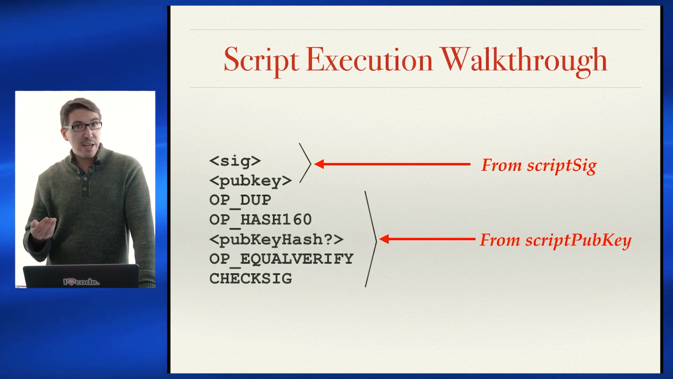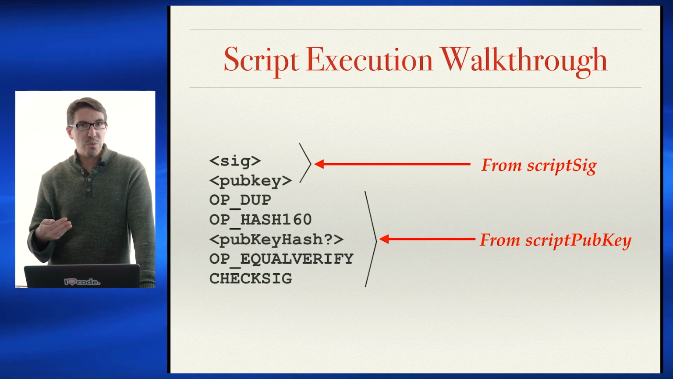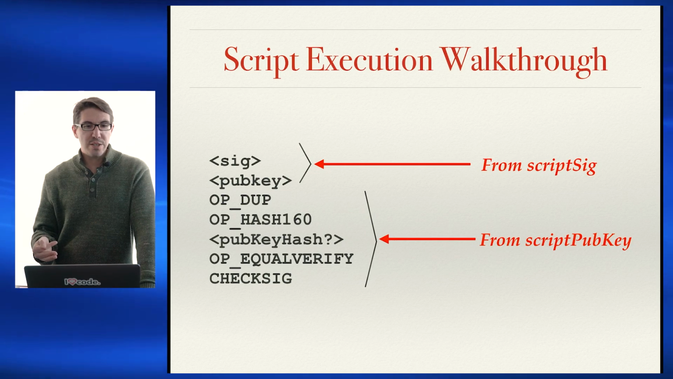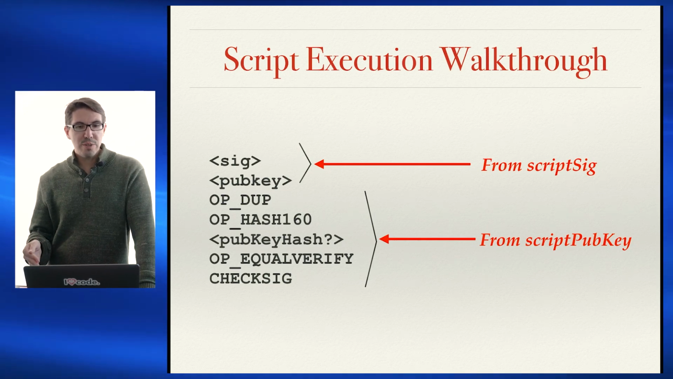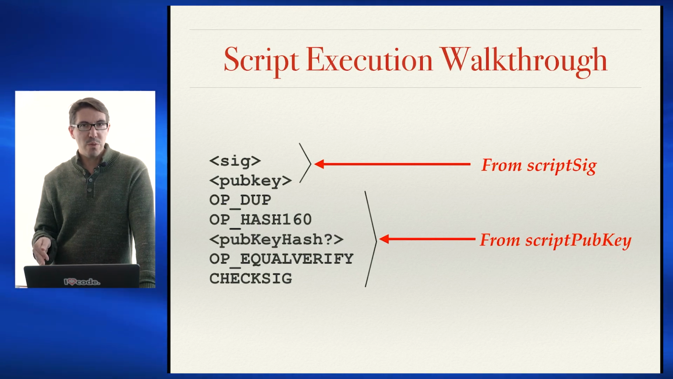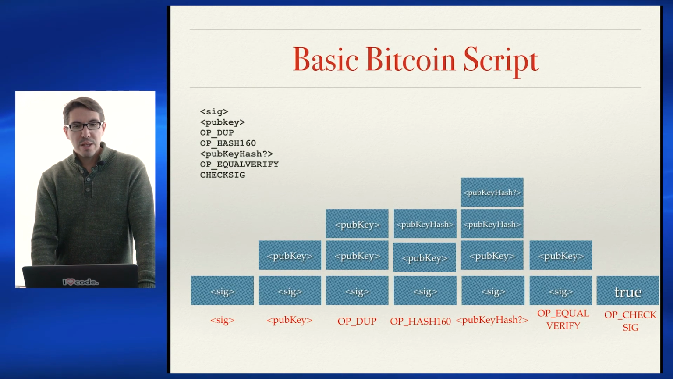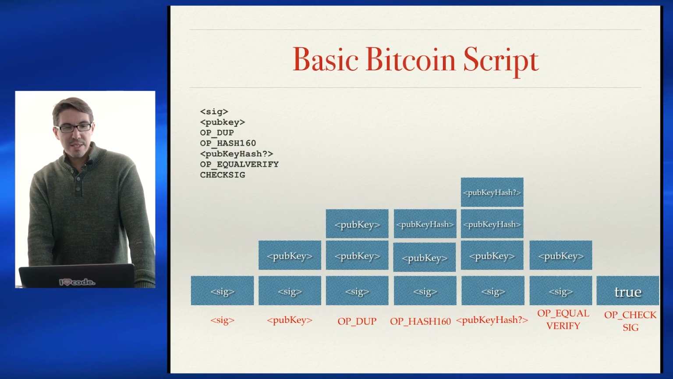From script sig, from the previous transaction, we'll get sig and pub key. Our new transaction here is going to have OP_DUP, OP_HASH160, pub key hash that was specified, what address we're sending it to, then OP_EQUALVERIFY, and CHECKSIG. So here is our stack.